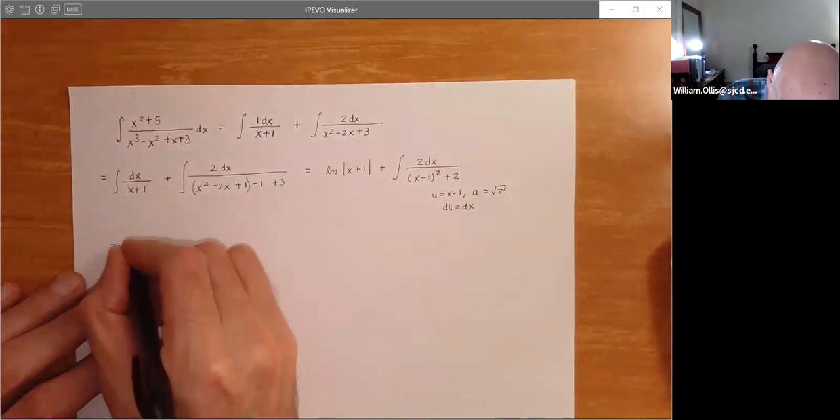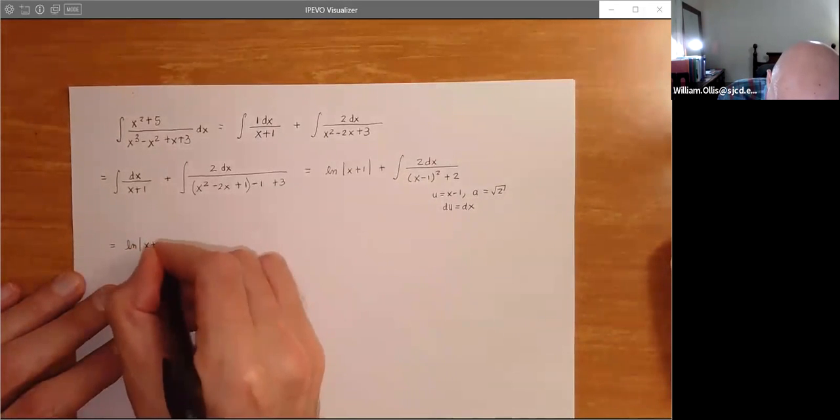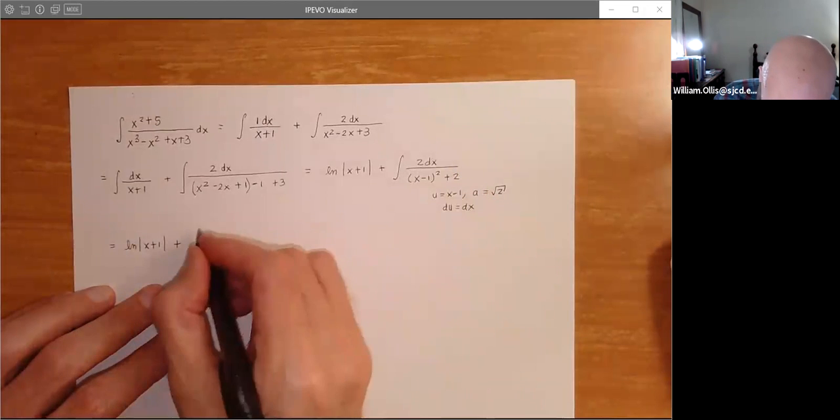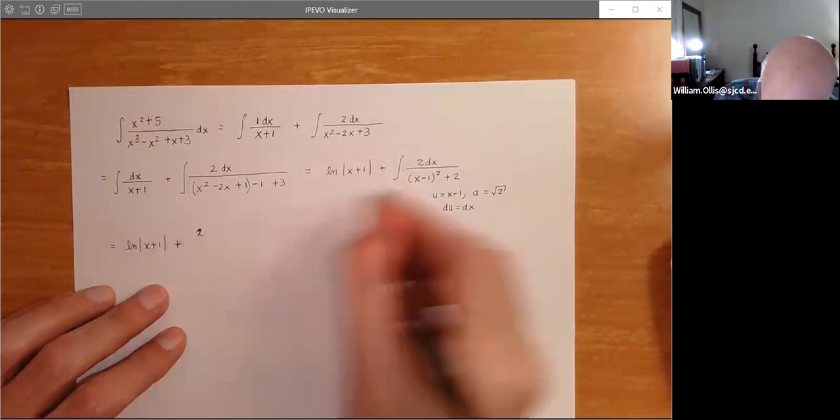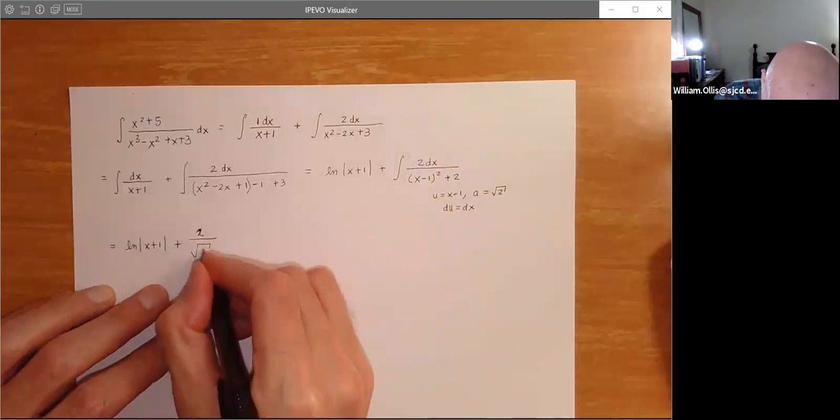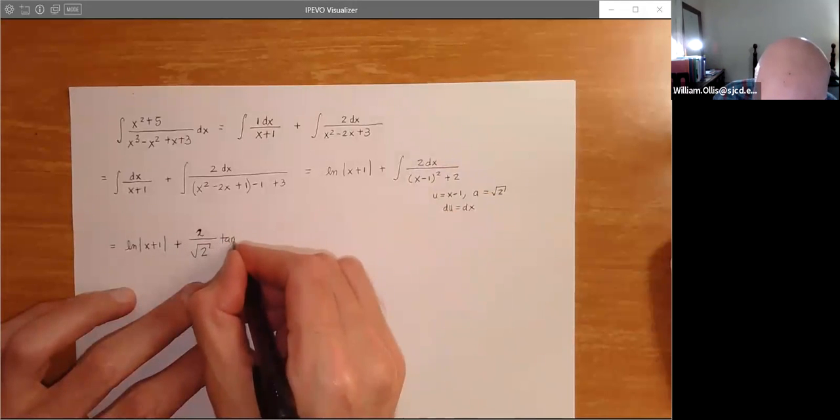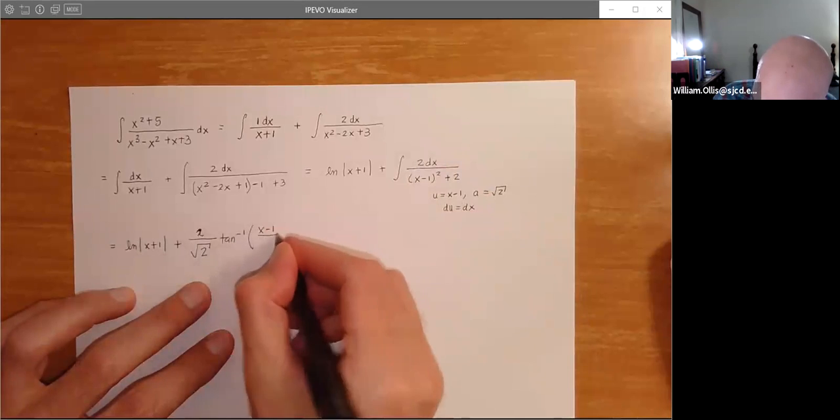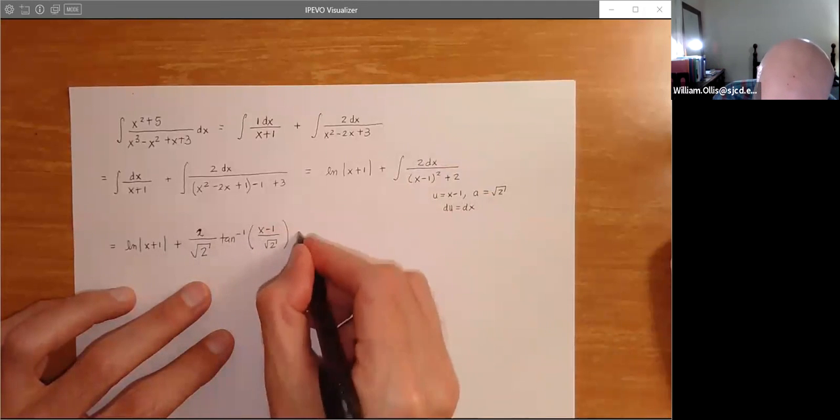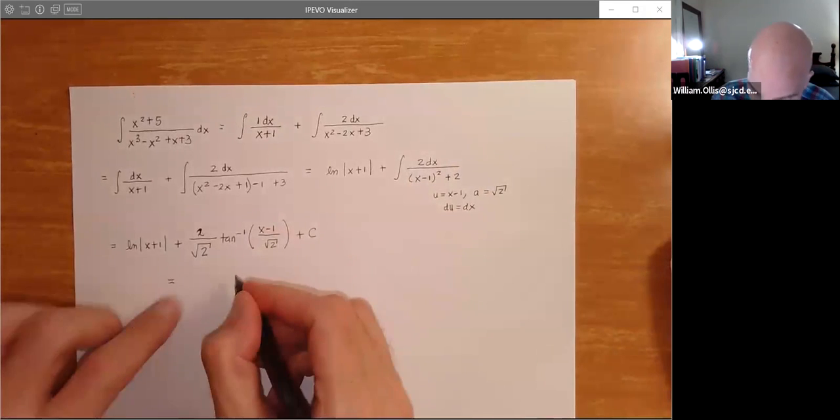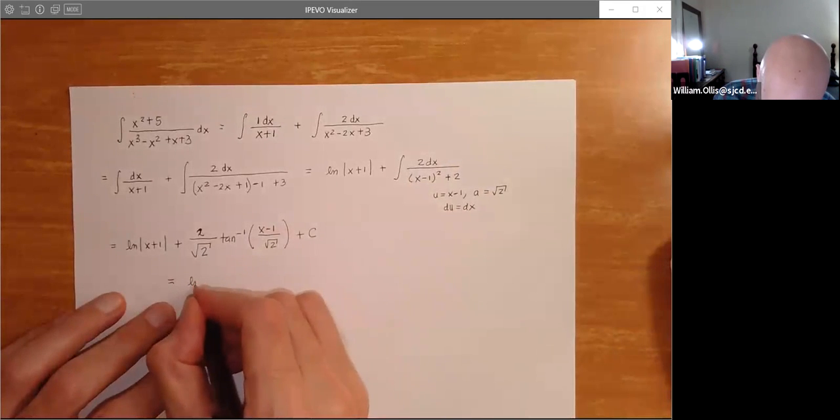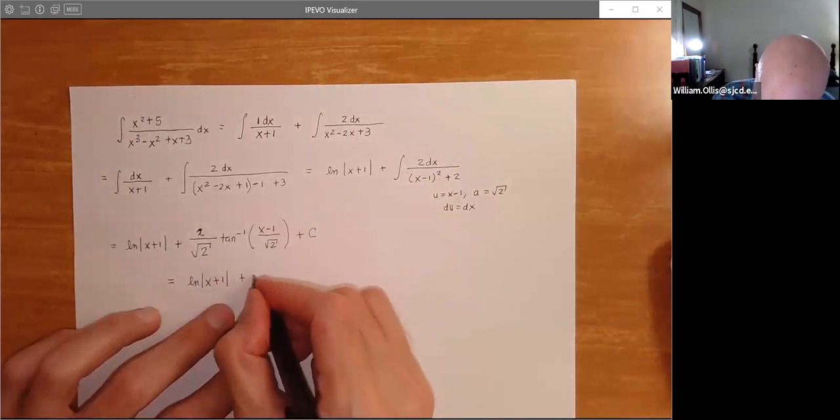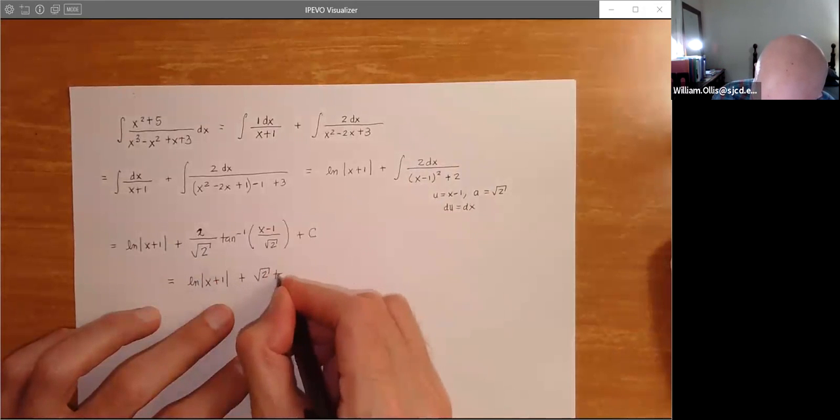So now this gives us natural log x plus 1 plus, and now remember we do 1 over a. So we have 2, which is already there, divided by the square root of 2. That's the a. And we have inverse tangent of u, x minus 1 divided by a. And then, of course, we can tack on the c. And if you will, we can just absorb the root 2 into the 2. Certainly not required, but sometimes we take the time to make things look a little nicer. But if you don't have the time, it's fine.